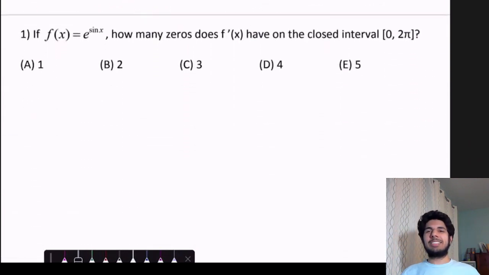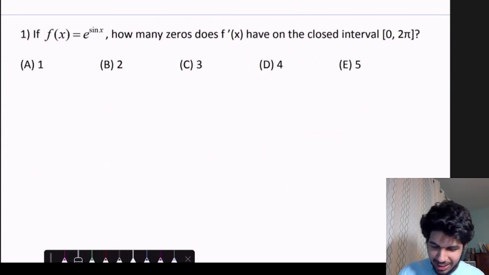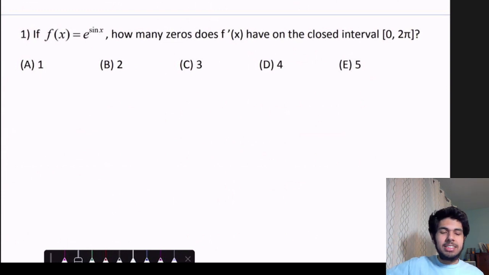Okay, multiple choice question. Finally, we can take a sigh of relief because we can guess on this question. No, we're not going to guess. We're going to actually solve this. How many zeros does f prime of x have on the closed interval 0 to 2 pi?